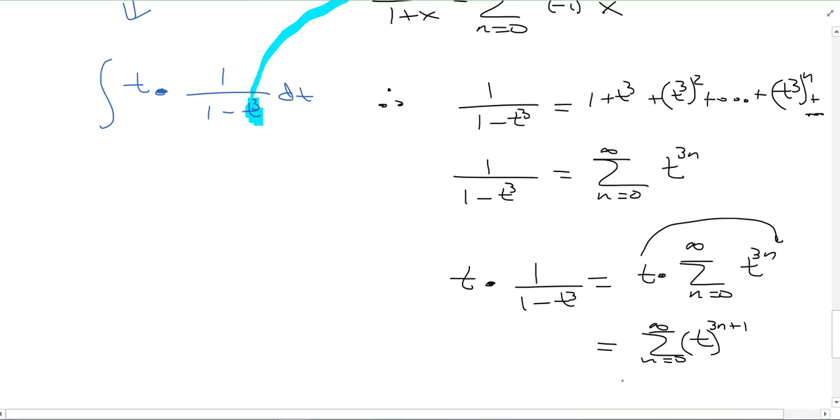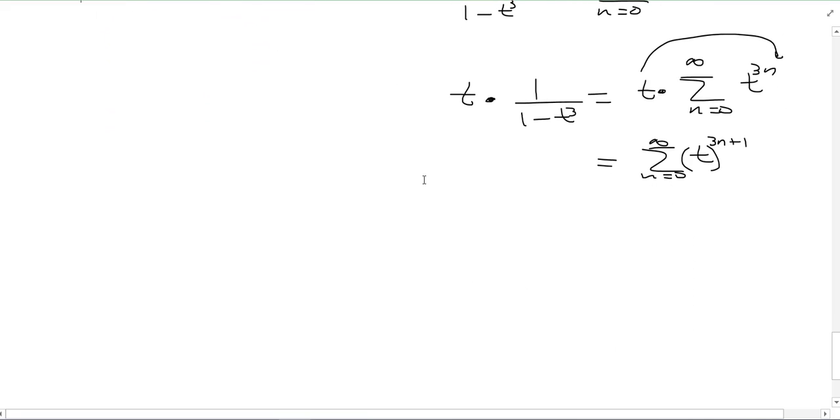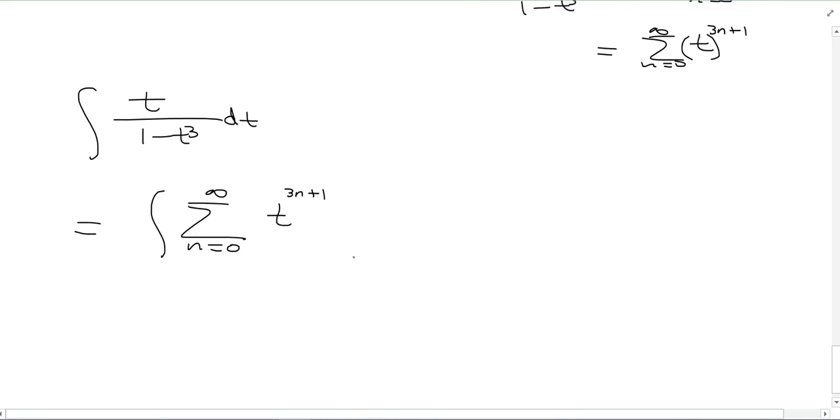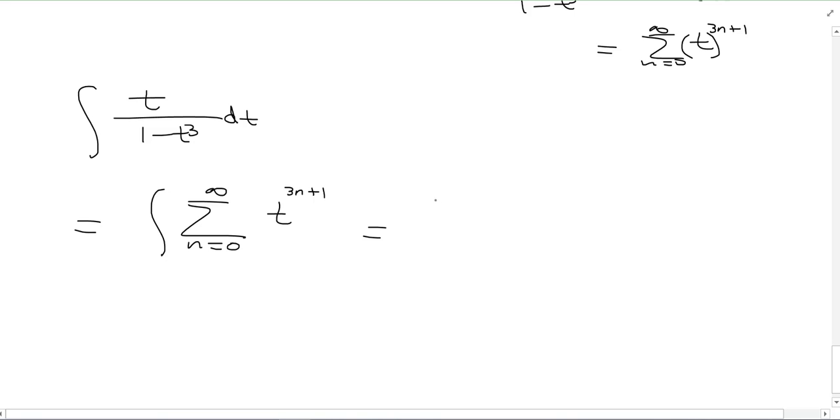Now that we have the power series, we can evaluate our integral. Let's go back to the integral. We were trying to find the indefinite integral of t over 1 minus t cubed using power series. That means this is really the integral of our power series, the summation from n equals 0 to infinity of t to the 3n plus 1. Properties of summations allow me to flip-flop those two, so it's really the summation of the integral of t to the 3n plus 1 dt.